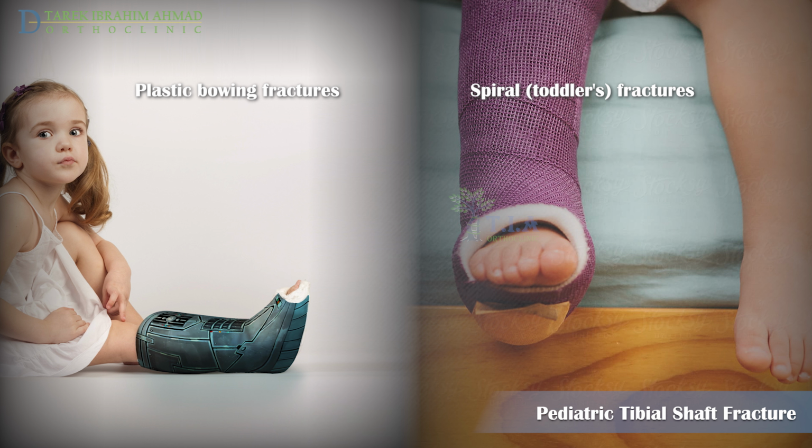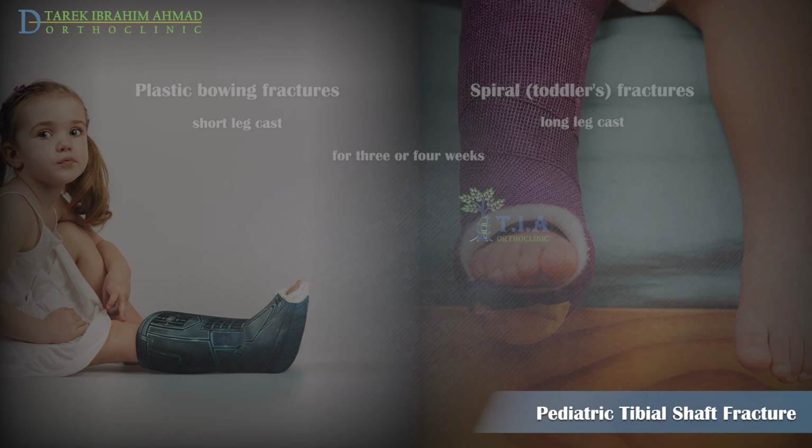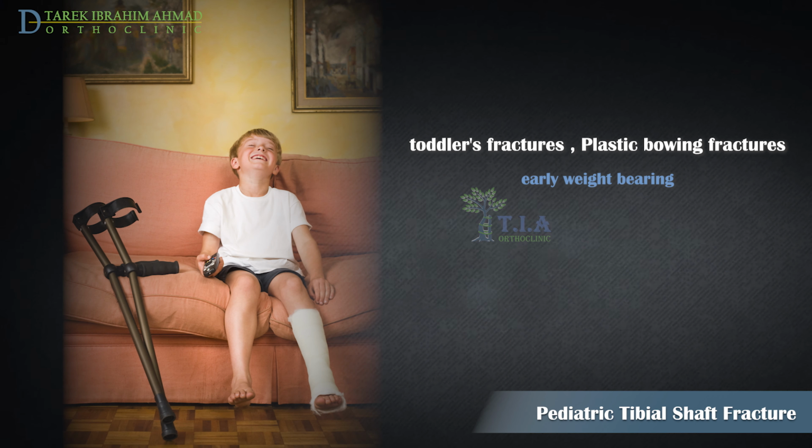Bowing or torus fractures are not displaced and therefore stable. Both of these fracture types completely heal when immobilized in a short leg cast for bowing fractures or a long leg cast for spiral toddler's fractures for 3 to 4 weeks. Children are usually made non-ambulatory for the first 1 to 2 weeks. After that, ambulation as tolerated is allowed. Early weight bearing as soon as 1 week after cast placement is not only safe but may be beneficial to the child's recovery without negatively impacting healing rates.